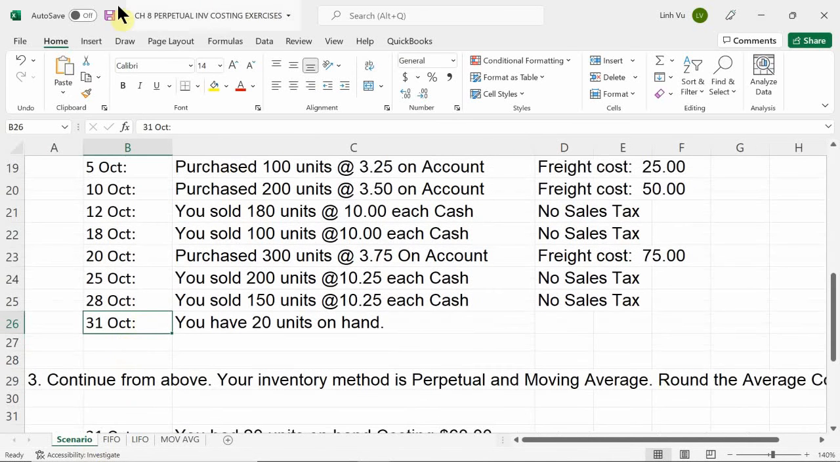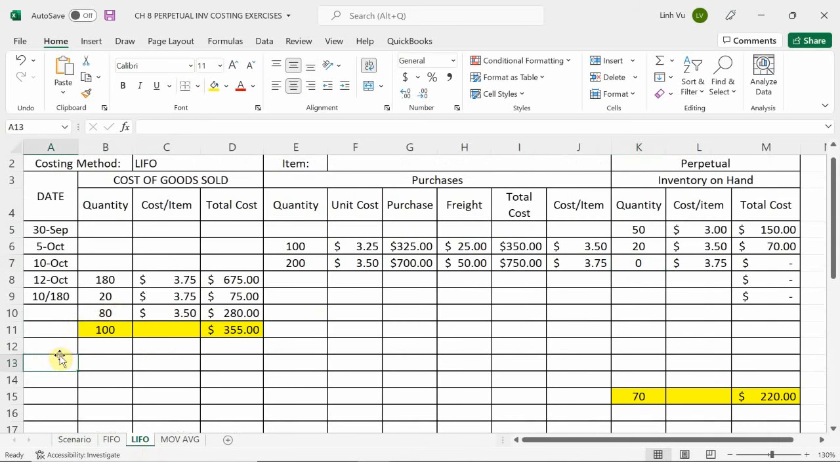Okay, so let's see. We are on October 20th, right? October 20th, we end up purchasing 300 units at $375 with a freight costing $75. Okay? So we're buying another batch of inventory on October 20th. So I'm going to skip over this because we purchased 300 units at $375 with a freight of $75.